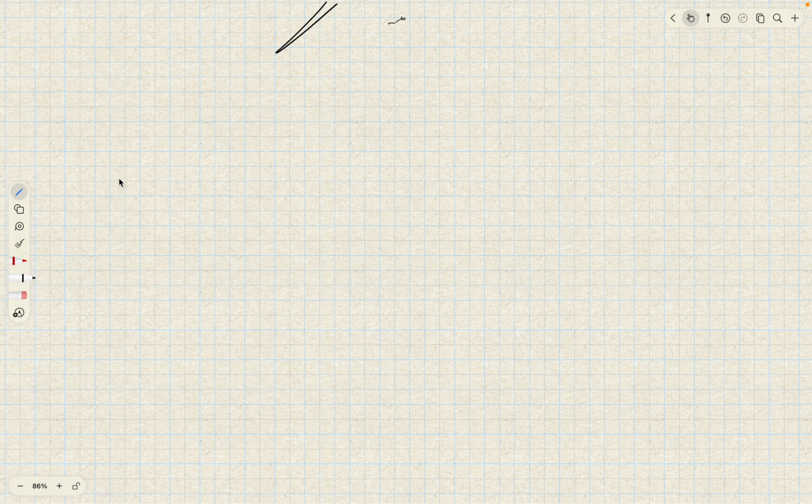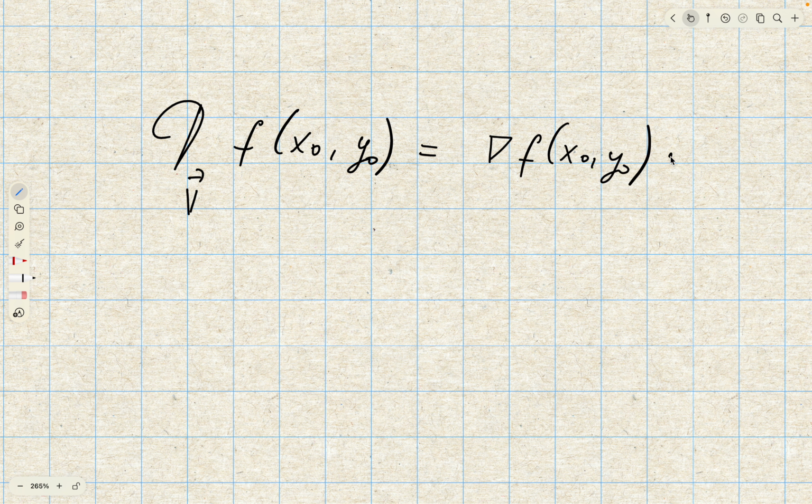One last thing that I have to mention is that we proved that the slope, because a derivative is simply a slope, when we go in the direction of v of f at point x0, y0 is the gradient of that function at point x0, y0 multiplied, dot product, simply multiplied by v.